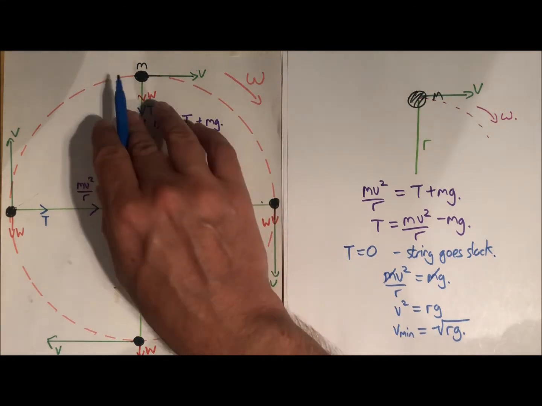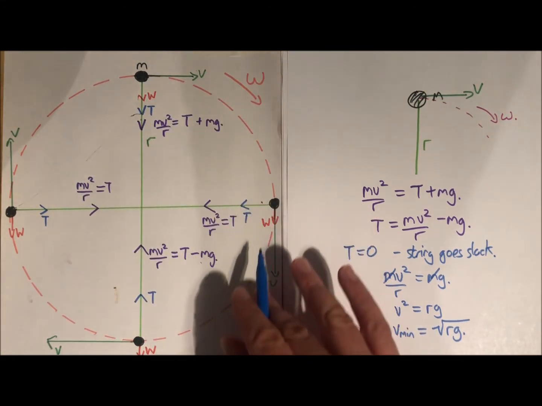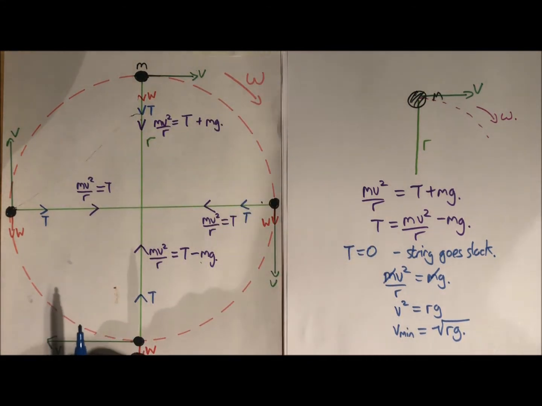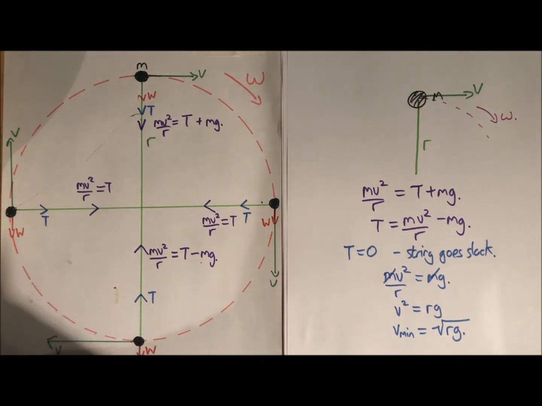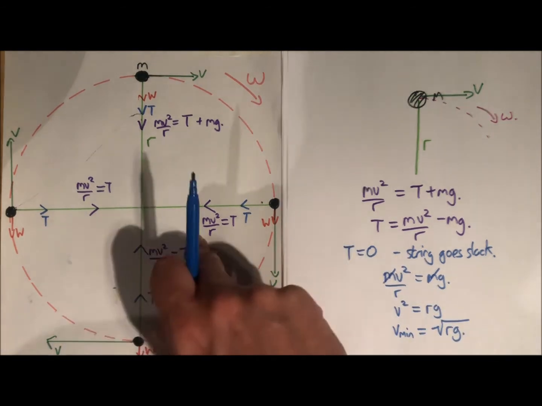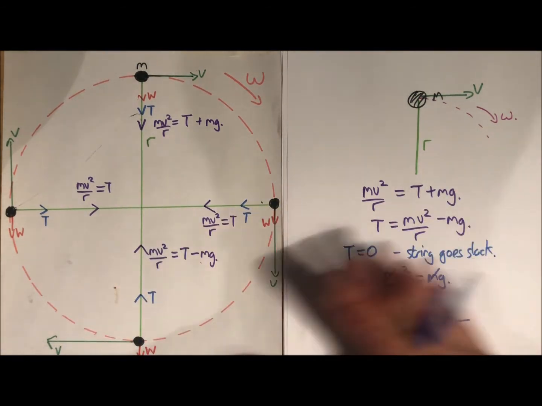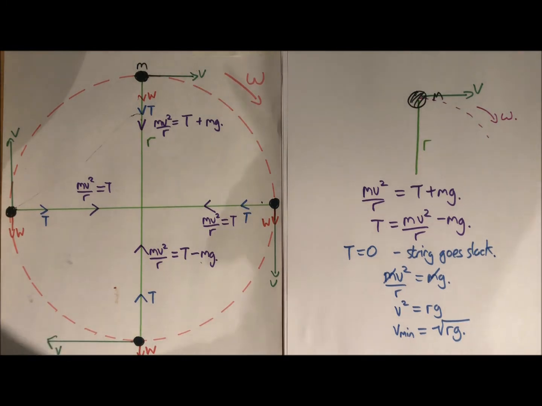Now, bear in mind that as soon as it's higher than that, the tension will increase as it goes round and be at its maximum at the bottom. So if the string is going to break anywhere, it's most likely at the bottom. And of course, if it does break at the bottom, then again, we've lost our tension and it will follow a projectile path going forward.